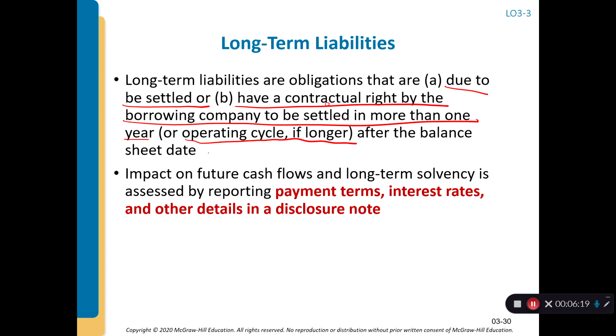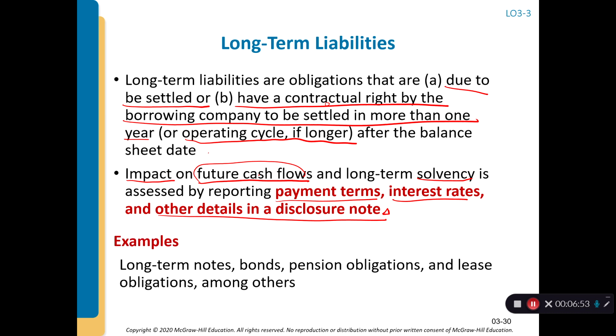And this long-term liability has a significant impact on the future cash flow, right? And the long-term solvency that we mentioned earlier is assessed by reporting payment terms, interest rates, and other details in disclosure notes, and this we will talk about in detail later. So in other words, long-term liability impacts the solvency of the company because it has a significant requirement or commitment from the future cash flow. Examples include notes, bonds, pension, right?